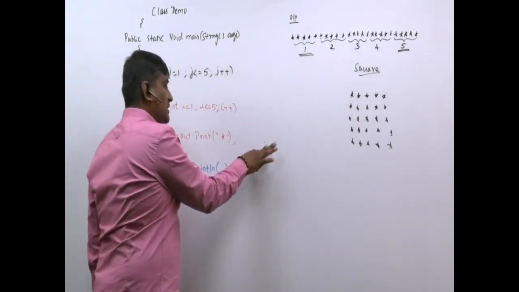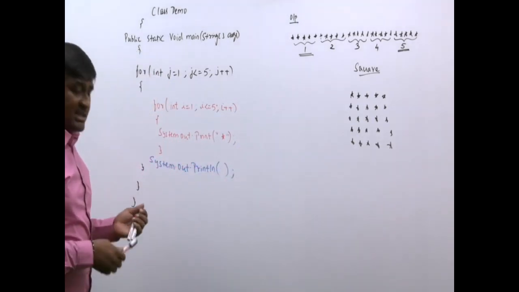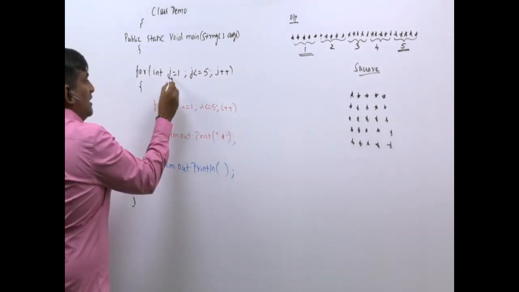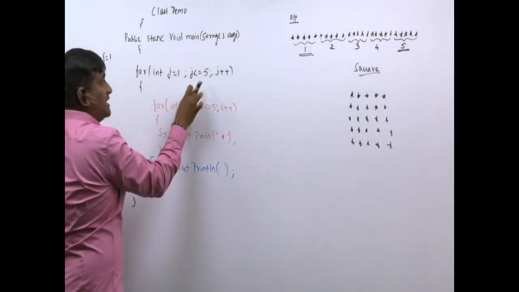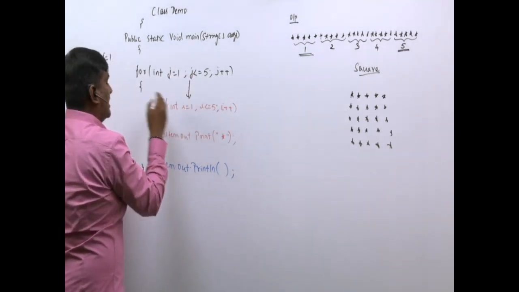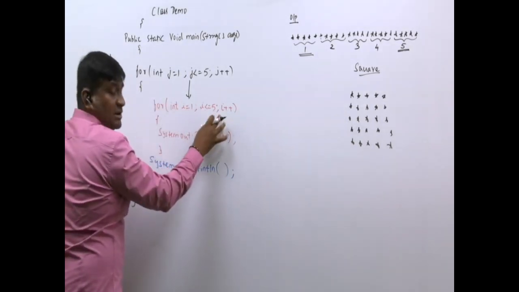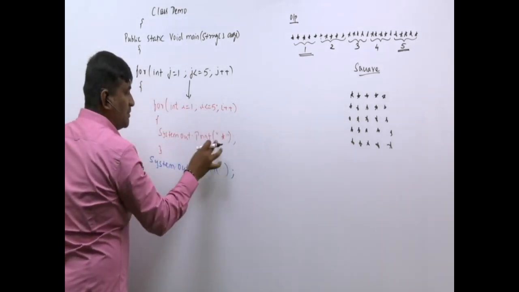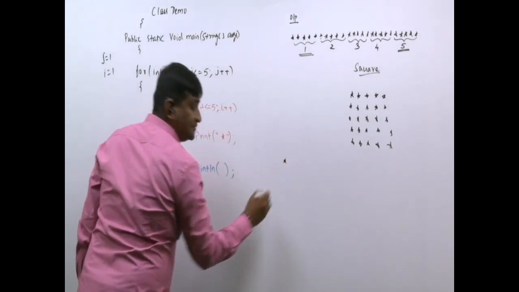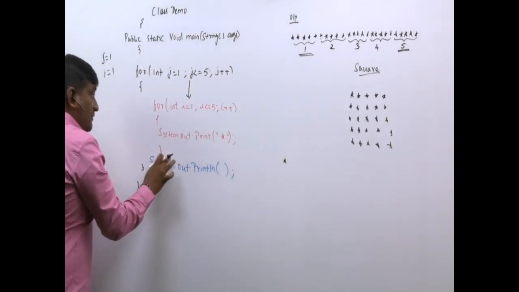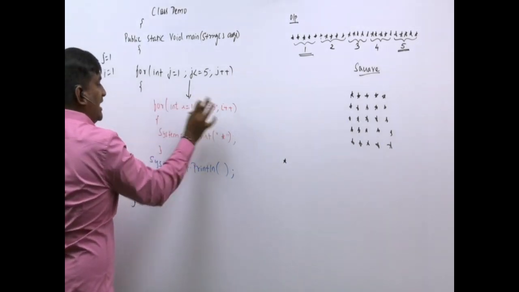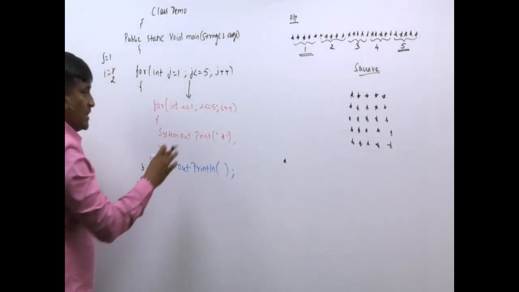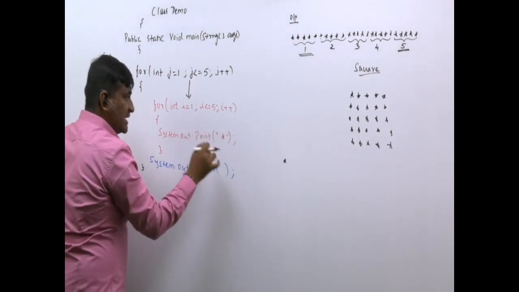Okay, sir, how does this work? How this works, you already know. I will trace it, pay attention. j equal to 1, j less than or equal to 5. Is 1 less than or equal to 5? Yes, come inside. i equal to 1. Is 1 less than or equal to 5? Yes, come inside. System.out.print, what to print? Star. After that, the inner for loop goes back and checks the condition, but before that i gets incremented to 2. Is 2 less than or equal to 5? Yes, come inside, print star.